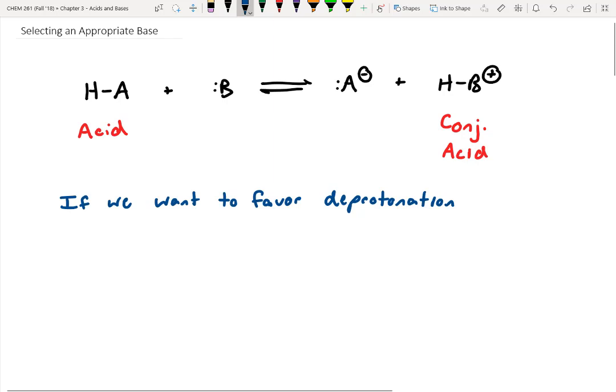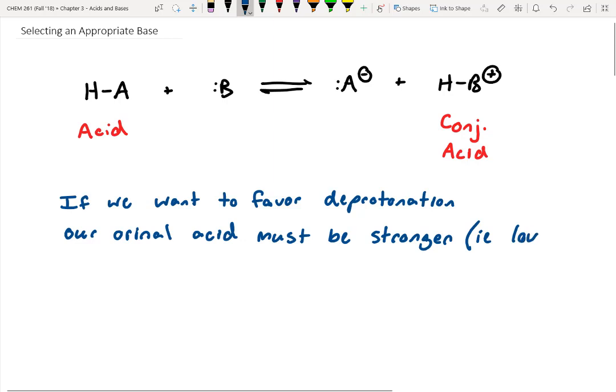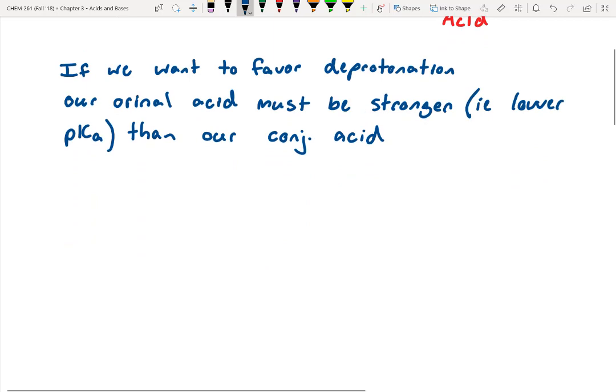It sounds kind of like we're talking in a circle, but it makes sense, right? If we want to favor deprotonation, our original acid must be stronger, i.e. lower pKa, than our conjugate acid. Seems really simple, right? If that acid that we're starting with is stronger, it's going to push the equilibrium towards the product side. Okay, so let's take an example of this.